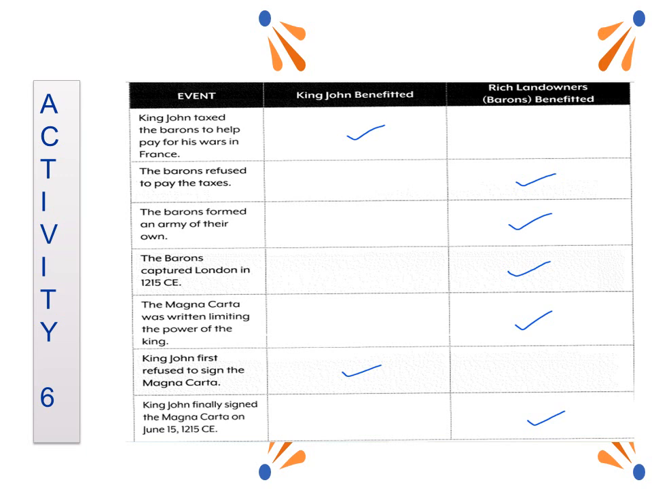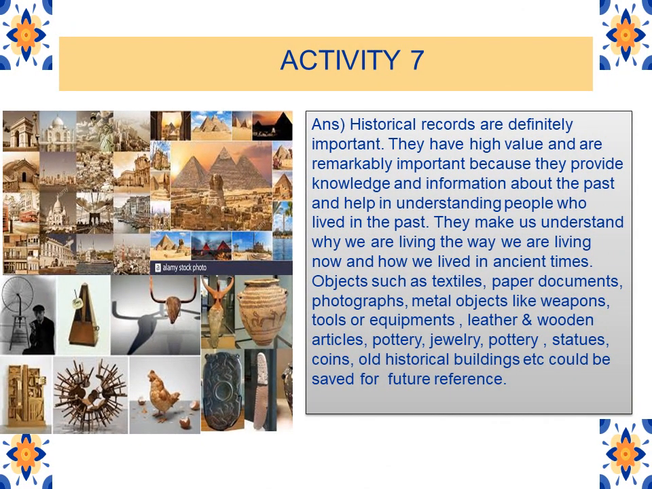Then activity 6, you can go through this and see for yourself what the benefits of the different events were to King John or to the landowners. I have put a tick accordingly. You just need to write one line of explanation. Over here is activity 7. They have asked us a question. Please refer to your textbook for the question and go through this answer.